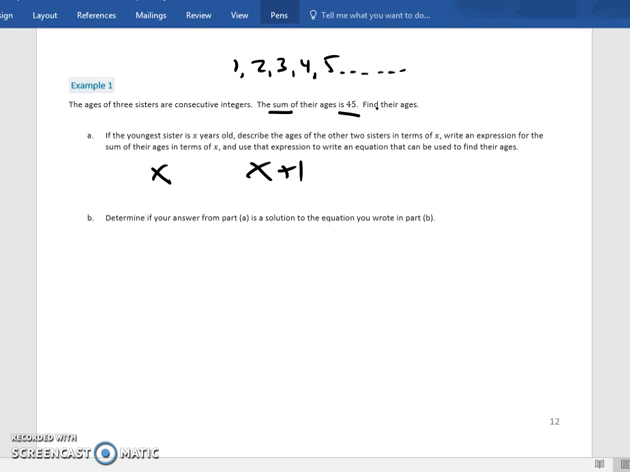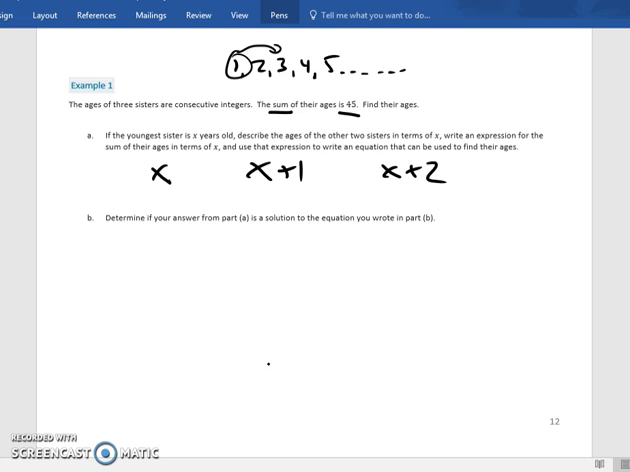Again, we always want to work off the original. So for the third sister, if it was 1, what do you do to the 1 to get to the 3? You would add 2 onto it. So there are my expressions that represent each of the girls' ages.